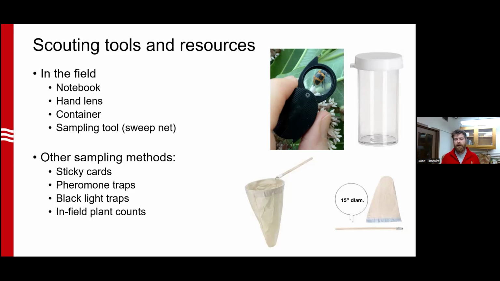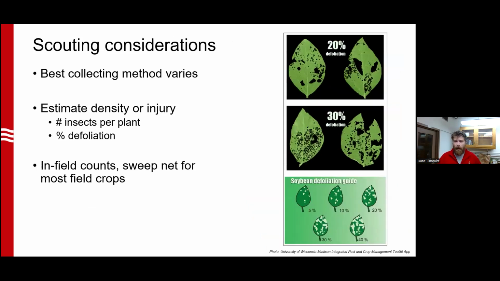They include things like sticky cards, pheromone traps, blacklight traps, and in-field plant counts are also really important. This is just when you're going through a field counting insects on plants. So the best method that you're going to use to sample or collect is going to vary depending on what crop you're scouting or what insect you're targeting.